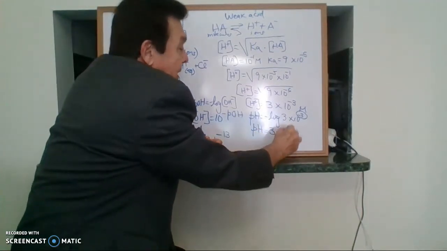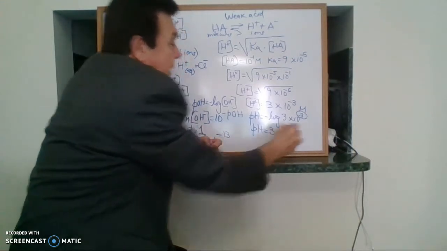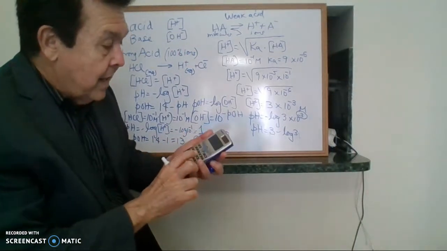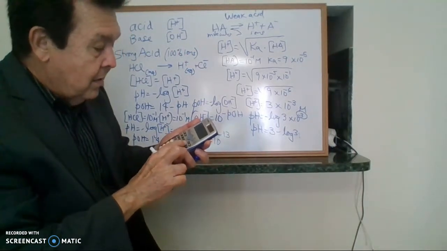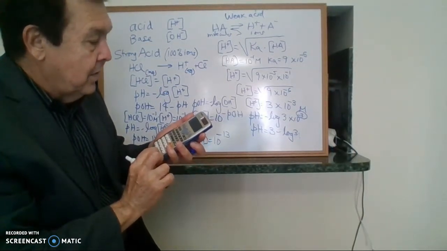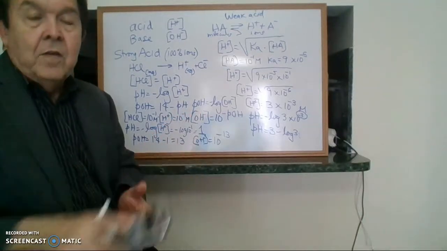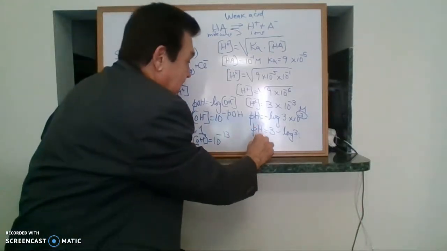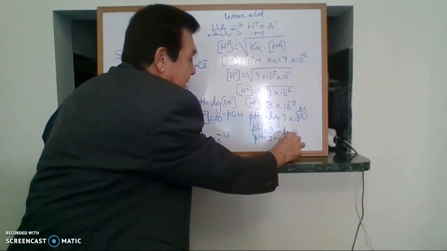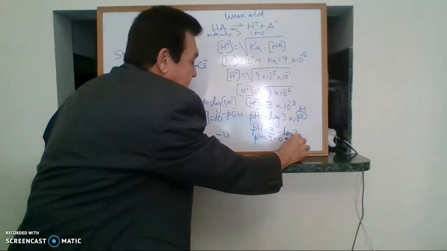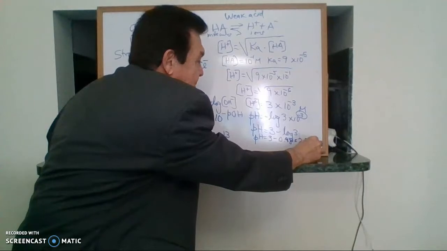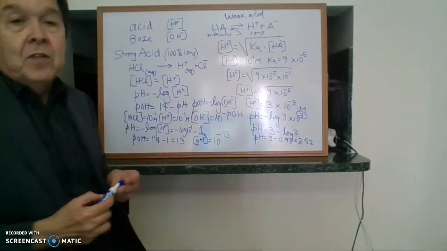And then you find the log of 3, and you can use your calculator, and then you say log of 3 is equal to 0.48. Then it will be 3 minus 0.48, that is 2.52. That's the pH of the solution.